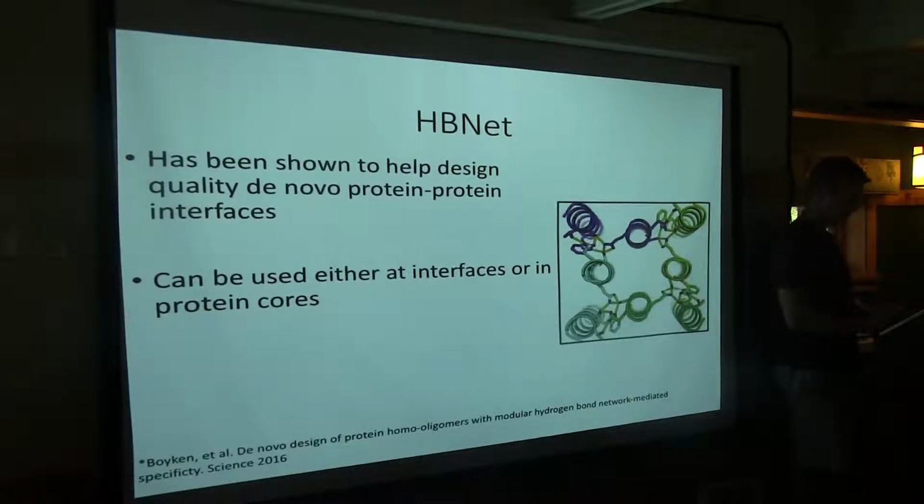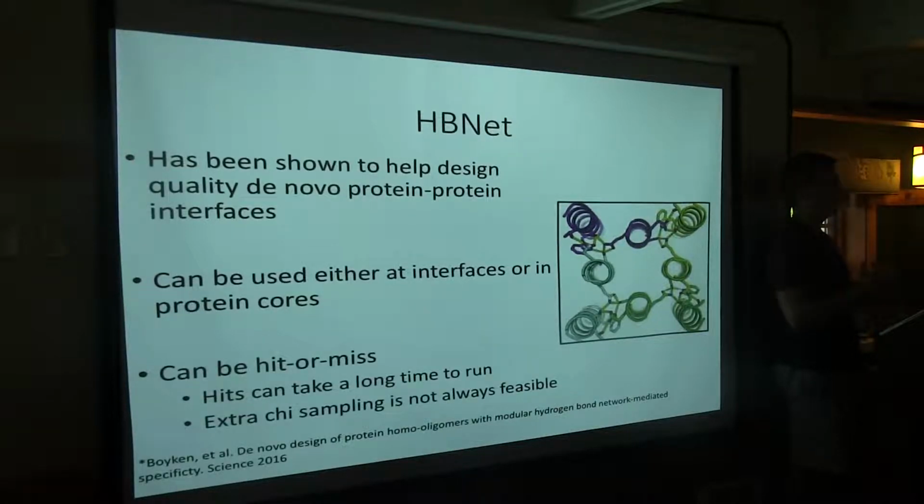My lab mates, when I joined the lab, had tried to experiment with it, and the experiences have been more hit or miss. HBNet either didn't find anything, or if it did find something, it took a very long time to do that, or it would just run and we'd have to kill it before it found anything. And maybe that's more the case for our larger full interface design protocols, because clearly they got it working very well to design things like this. And because of this, you can't always do a whole lot of extra chi sampling, so you might not always be getting the best hydrogen bond that you could.